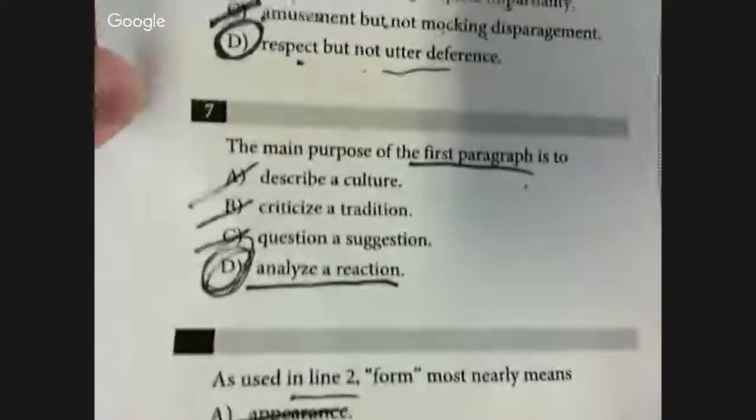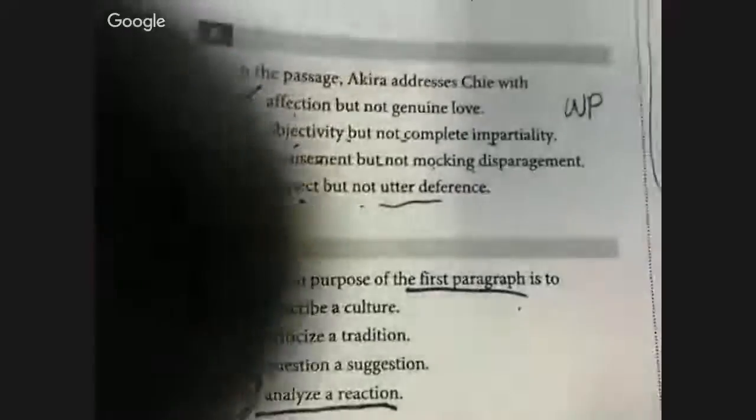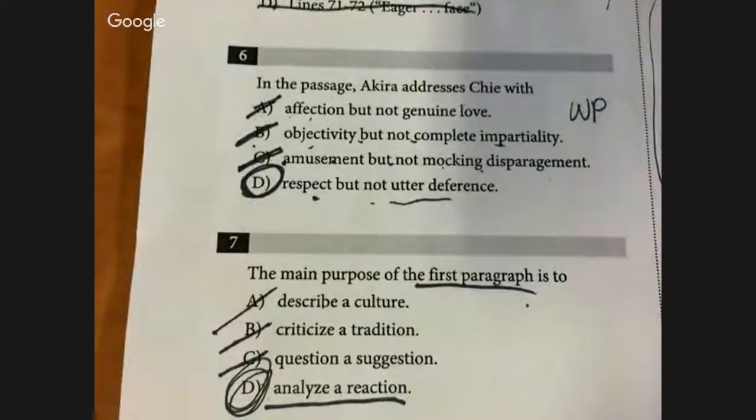Number 6. In the passage, Akira addresses Chie with: A, affection but not genuine love. Akira never addresses Chie with affection. It seems to be the first time they've ever met. B, objectivity but not complete impartiality. Akira is not objective at all. He is coming to ask for something, to ask for her daughter's hand in marriage.